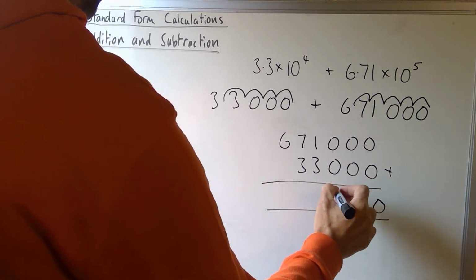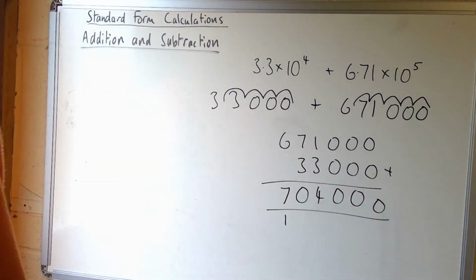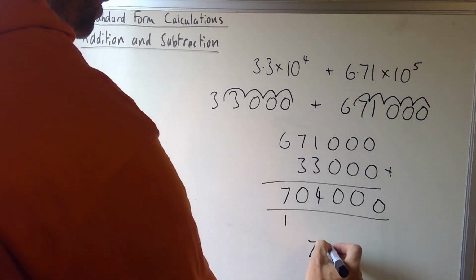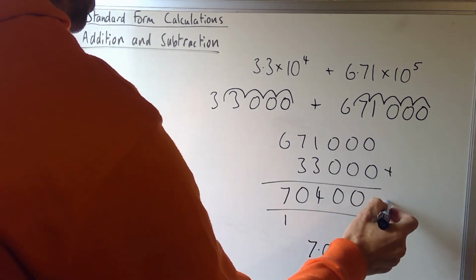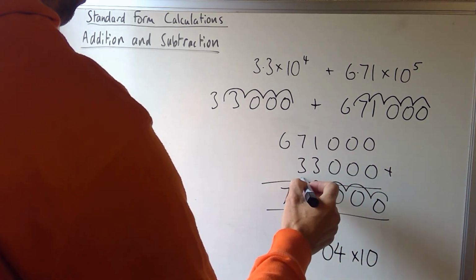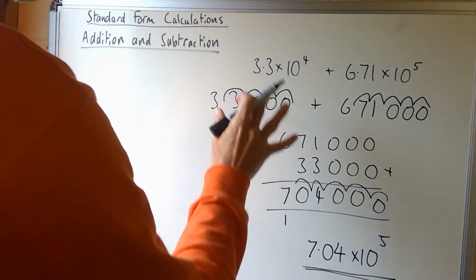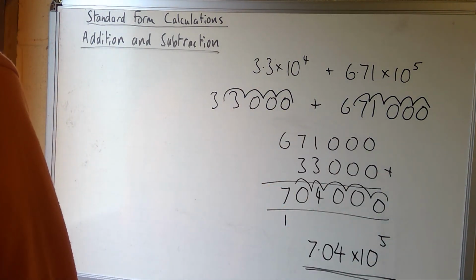Fairly straightforward skill now. So I get 704,000, and if I want to put that back into standard form, 7.04 times 10 to the 1, 2, 3, 4, 5. So no quick methods here. Write the numbers out, perform the calculation, and turn it back into standard form at the end.